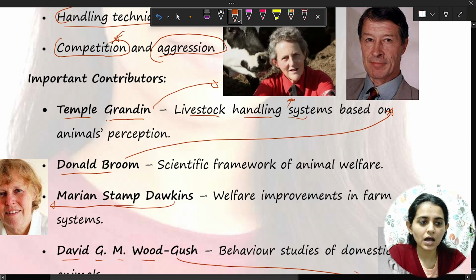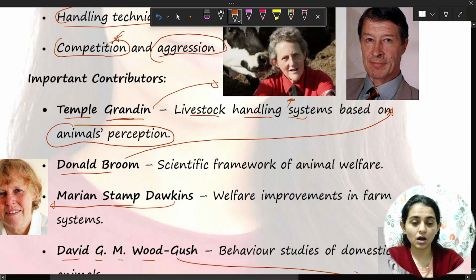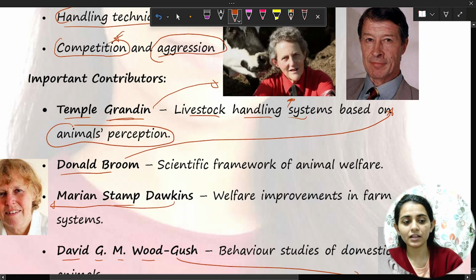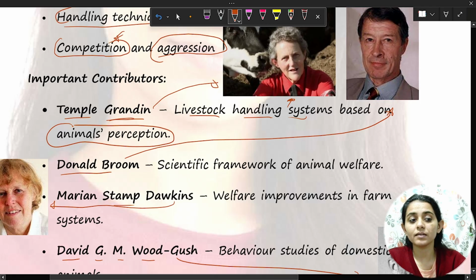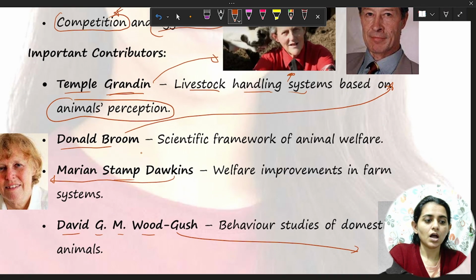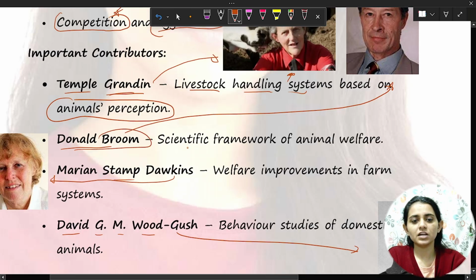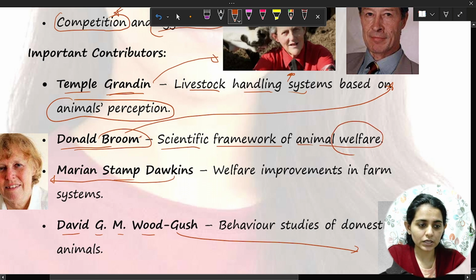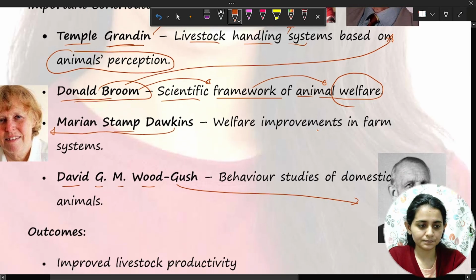Livestock handling systems were studied by Grandin. By knowing the animal's behavior, we know the animal's perception. Donald Broom developed the scientific framework of animal welfare.